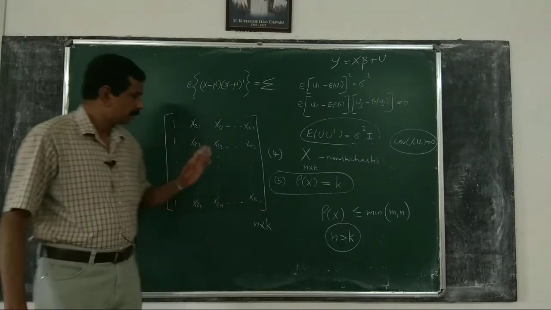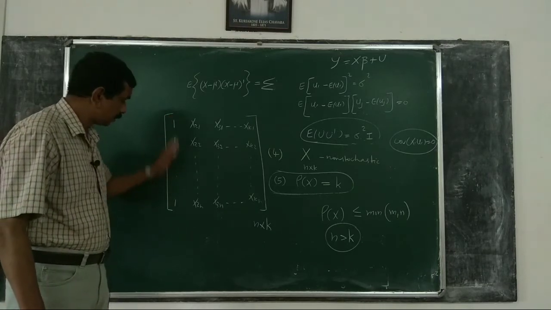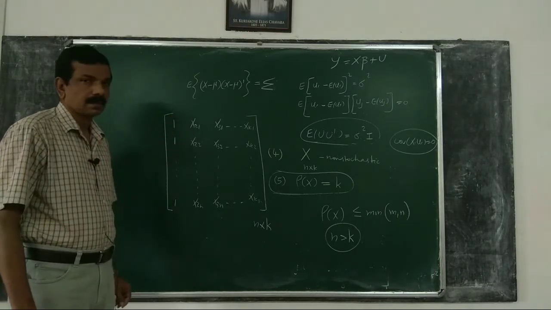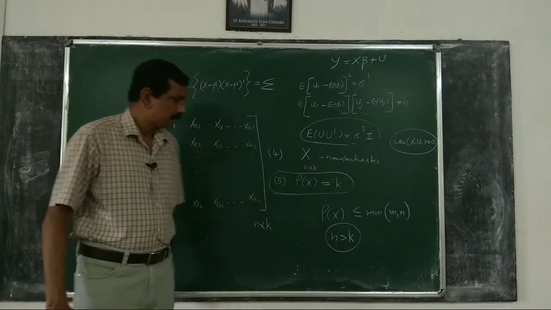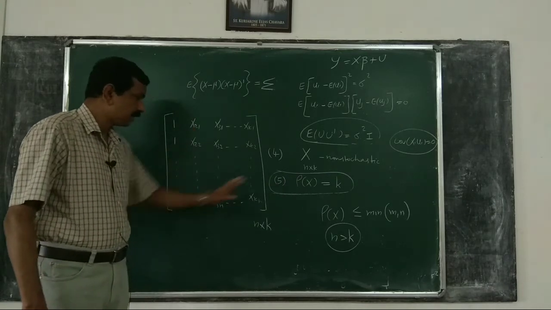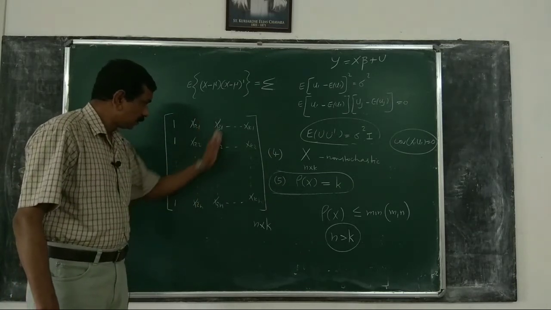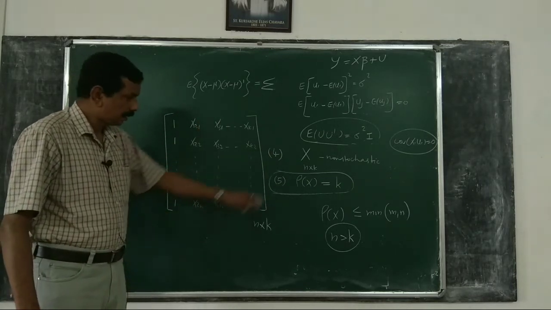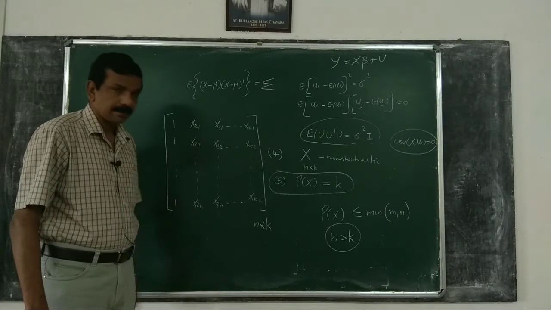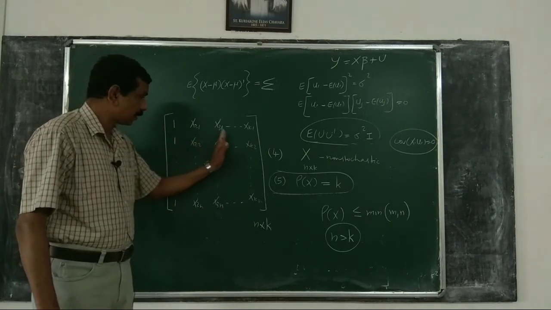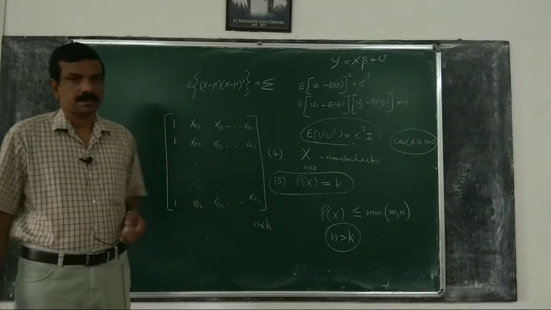Now, if you consider this X matrix, it is clear that it has k columns. Rank of X is equal to k means none of the columns are dependent, so we define what is known as column rank. The matrix has k columns, and the rank will be equal to k if and only if all the columns are linearly independent.